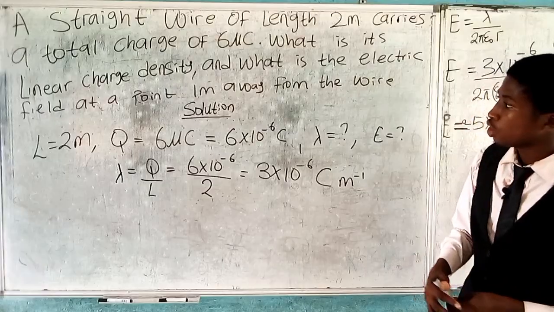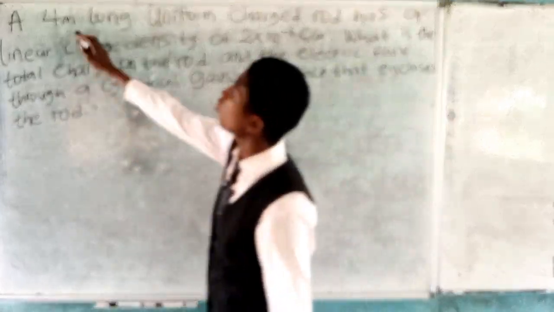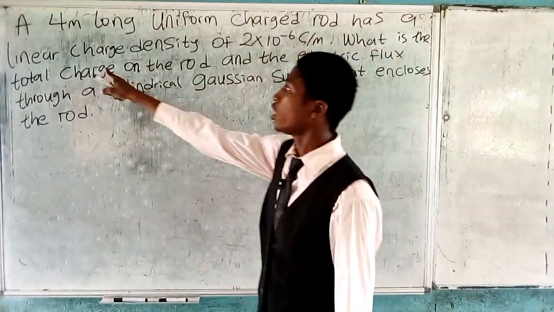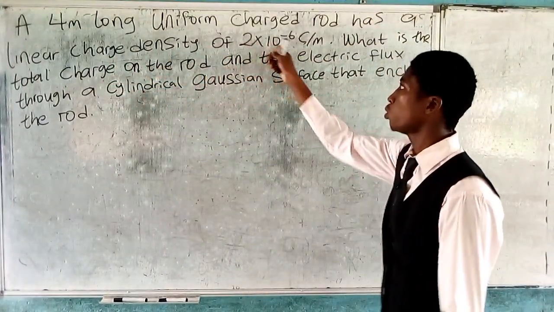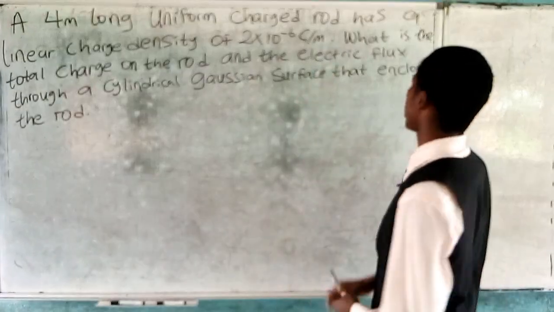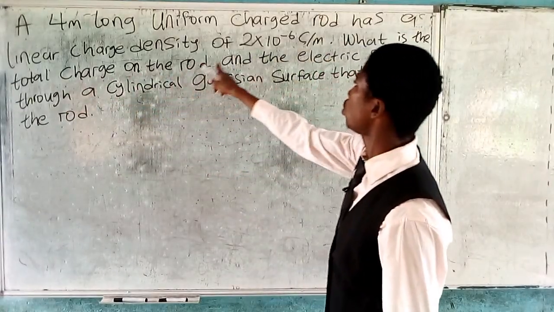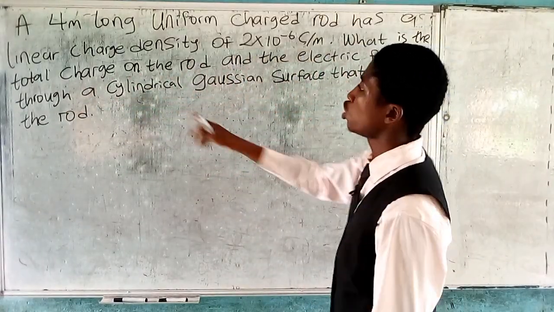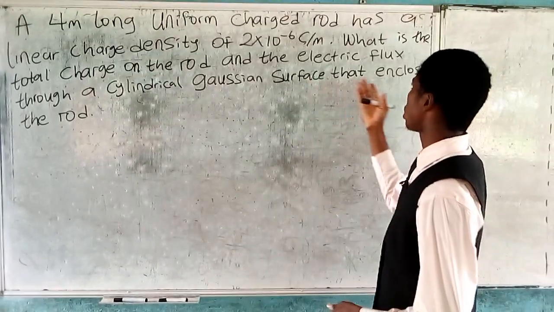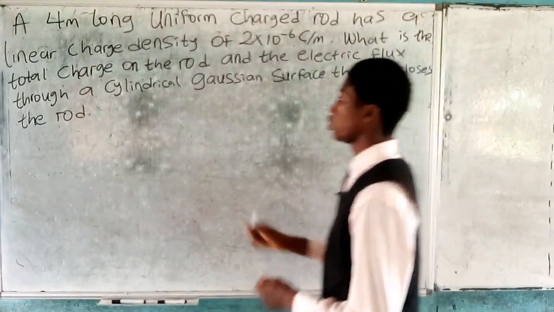So now let's move on to question 2. It says: a 4 meter long uniform charged rod has a linear charge density of 2 times 10 to the power of negative 6 coulomb per meter. What is the total charge on the rod and the electric flux through a cylindrical Gaussian surface that encloses the rod? So our solution.